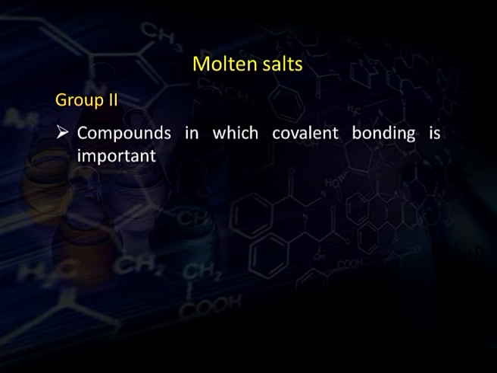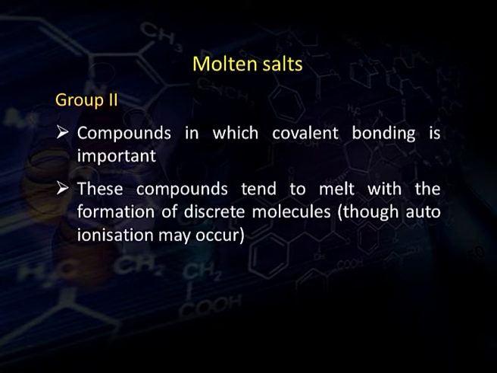Group 2 are the compounds in which covalent bonding is important. So, in group 1 we have discussed the ionic bonding, and in group 2 are the compounds which have covalent bonding. These compounds tend to melt with the formation of discrete molecules, though autoionization may occur.